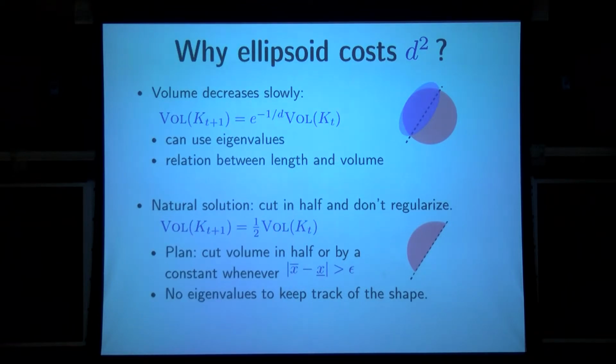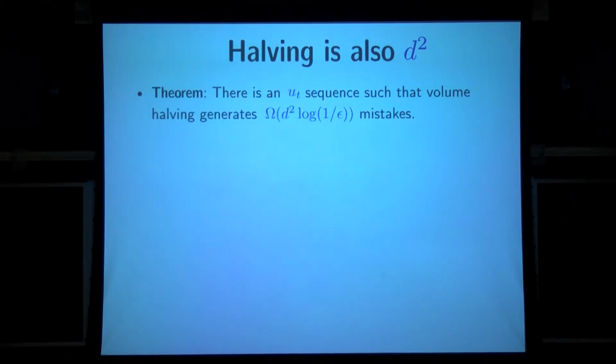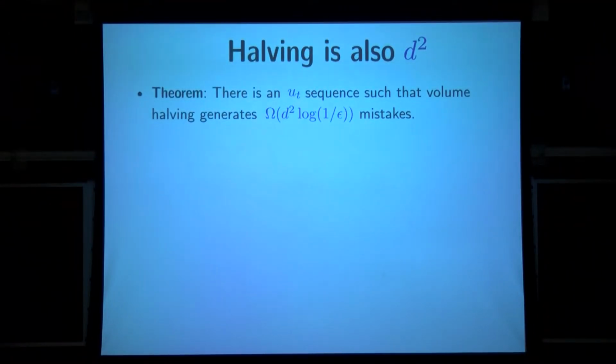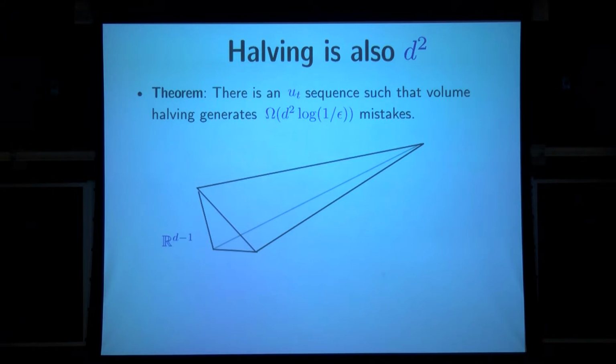That's what we actually set out to prove one day later, but it turns out that doesn't work. Halving the ellipsoid only also takes d squared. Let me give you the intuition why. Let's say that at some point your set ends up looking like this, sort of a very elongated pyramid. In this part here, it's all epsilon, it's all tiny, but you have one big direction over there.